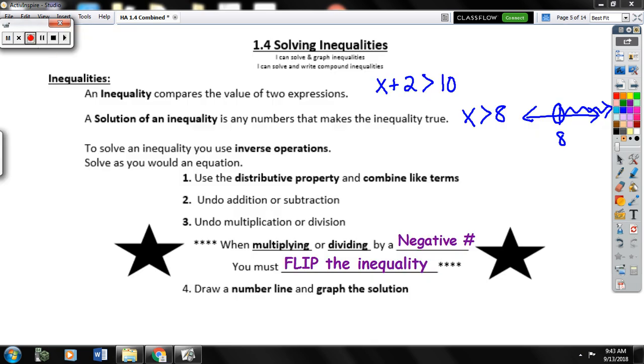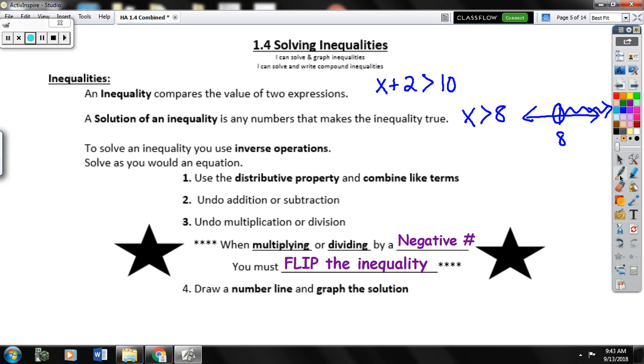It's 10%. And to solve an inequality, of course, you are going to do everything you normally do. Use your distributive property, combine like terms, get your variables on one side, undo addition, subtraction, multiplication, division, and then the only specialty is that if you multiply or divide by a negative number, you have to flip the inequality.